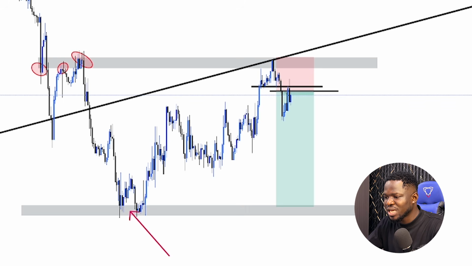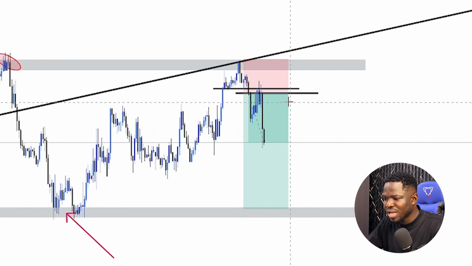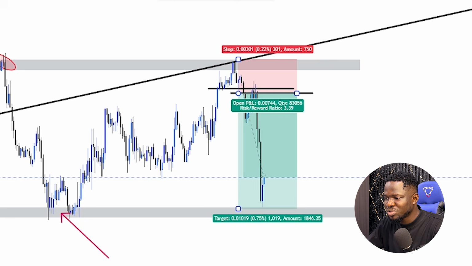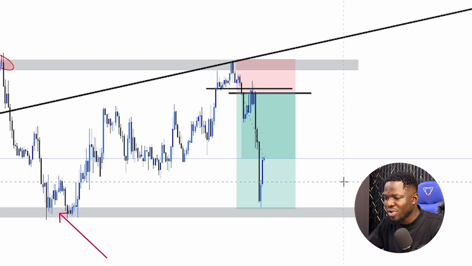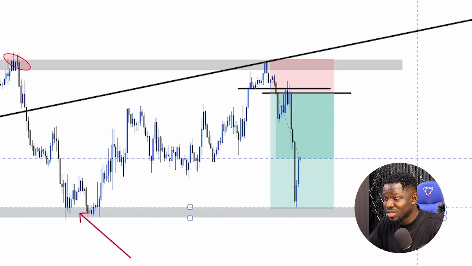We just have to exercise a lot of patience. Right, price is heading towards our TP level. Finally, price smashed our take profits level.